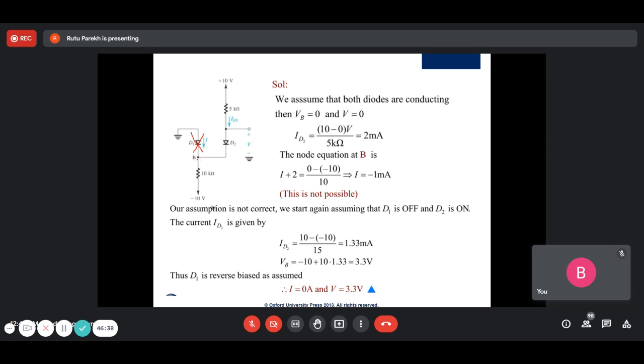And VB, this voltage now you have to find out. You know the current that is flowing, the same current will flow. So it is minus 10 plus the current 1.33 into this 10. So that is 3.3 volts. So I is 0 and this is this.